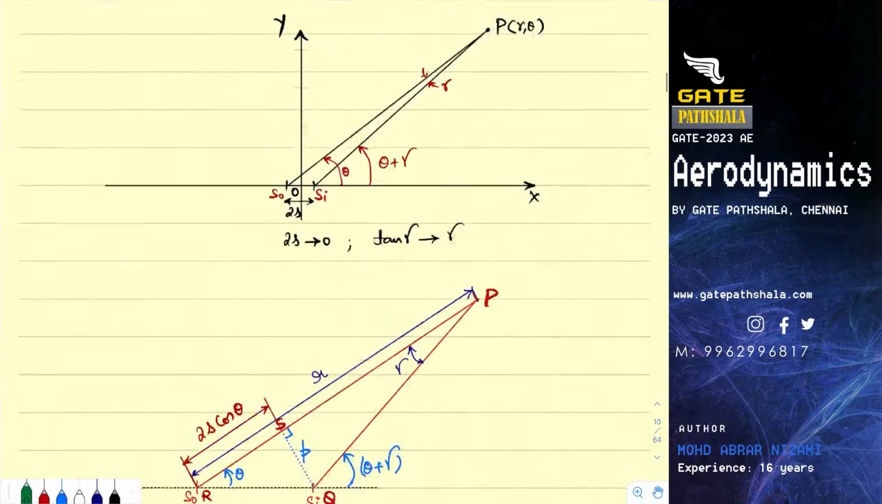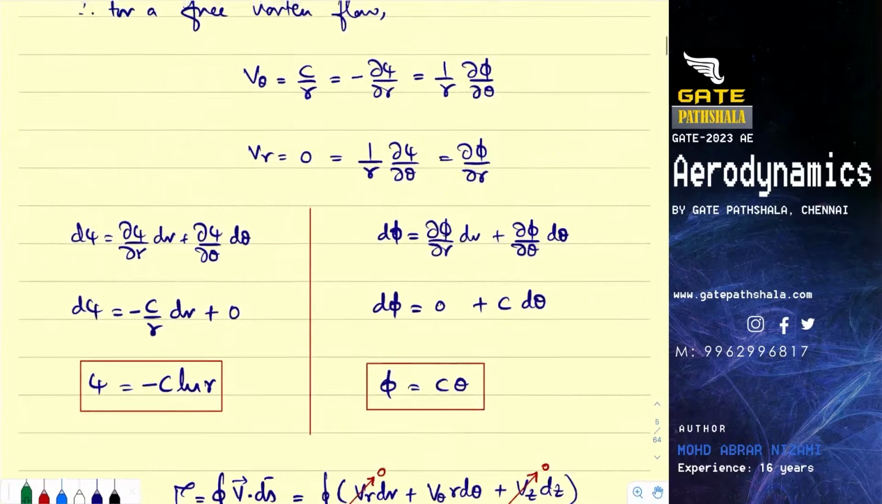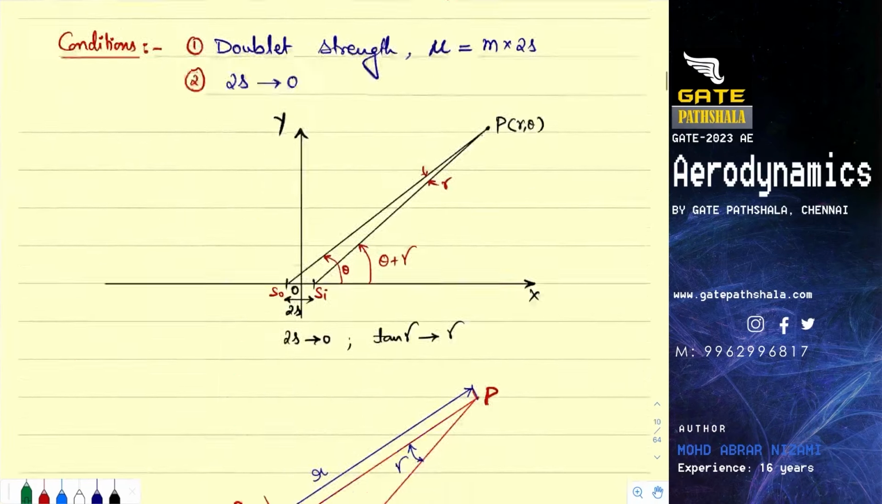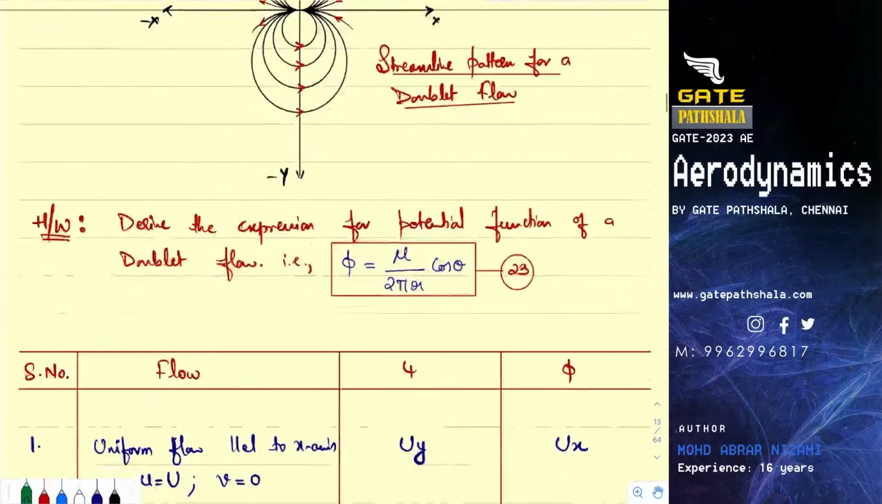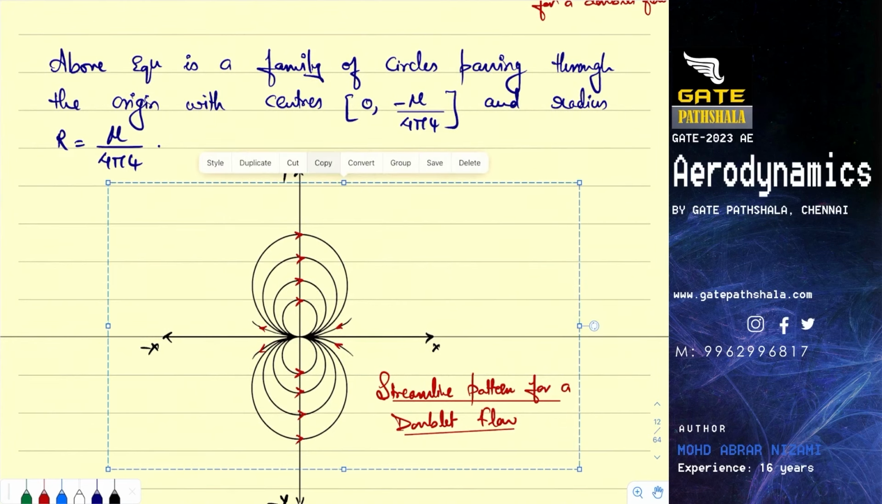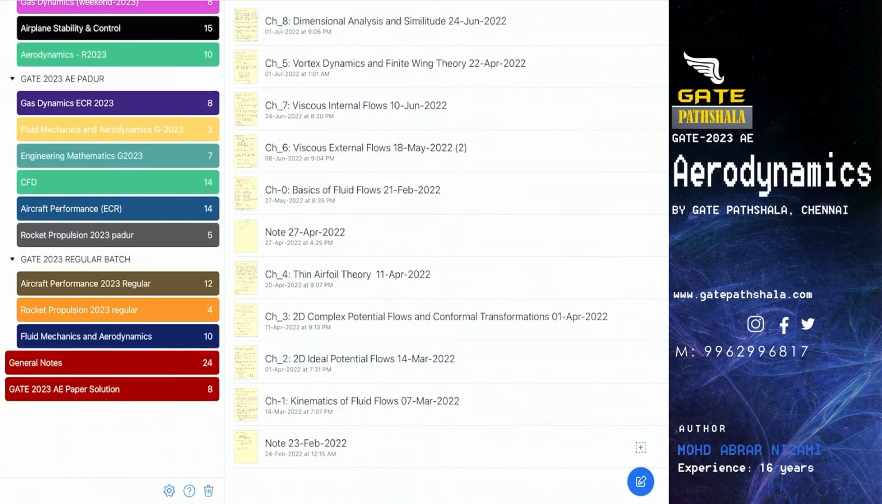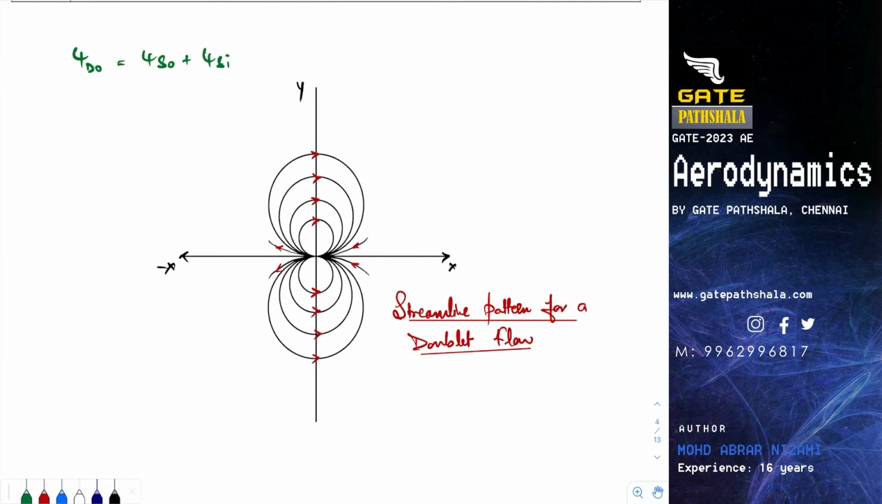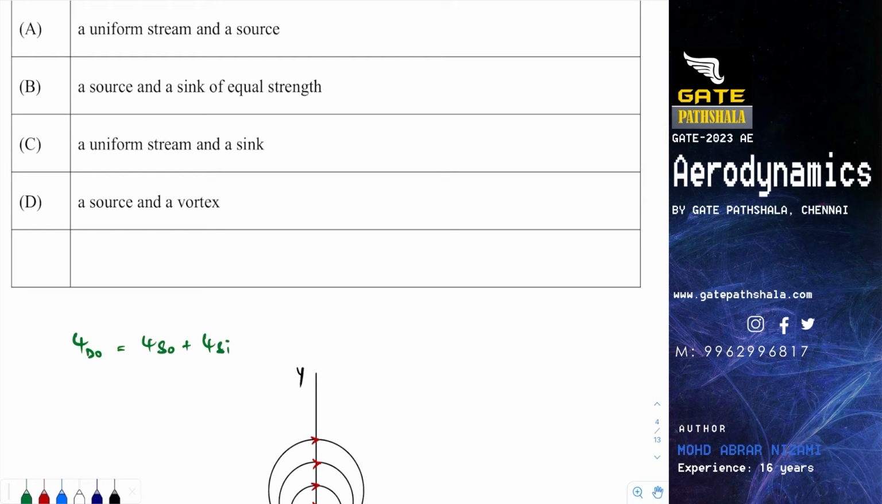So our interest was the combination of source and sink by the method of superposition. So we have here doublet flow. When we combine source and sink, we get a doublet flow which looks like this. So this is the superposition of source and sink flow. This is the streamline pattern for it. Okay. So the answer to this question should be B.